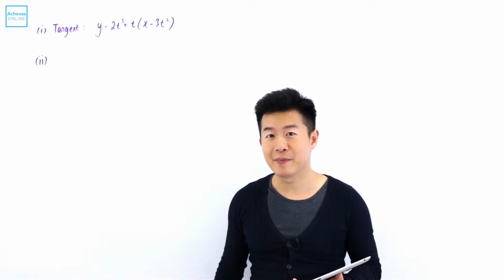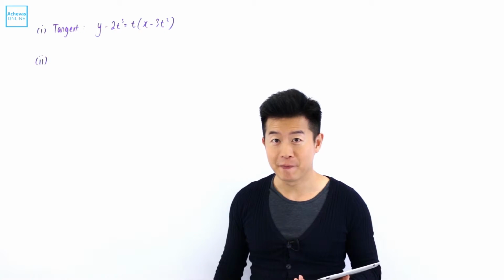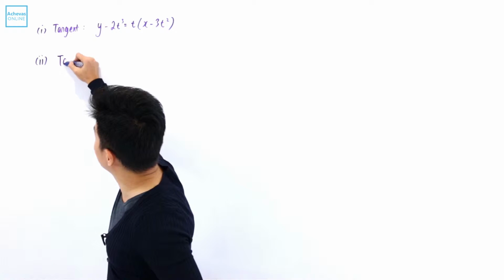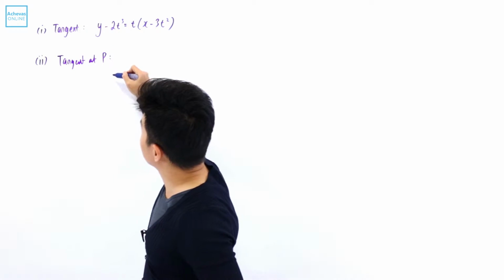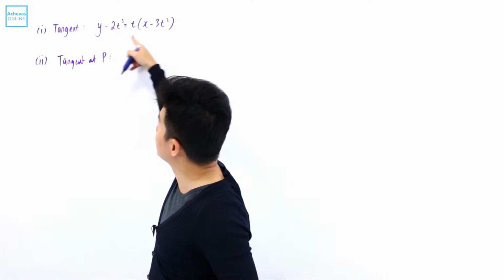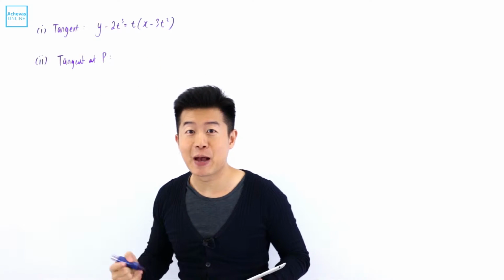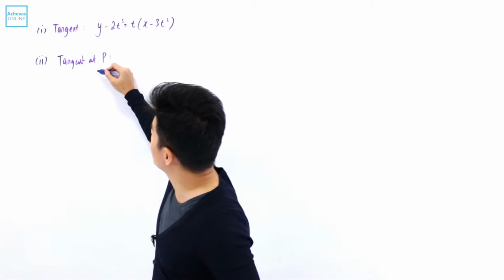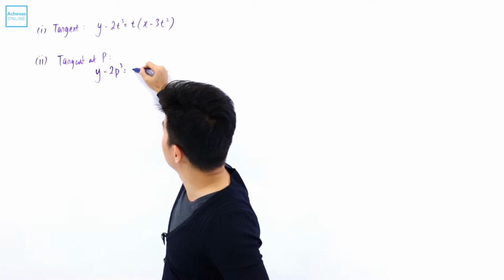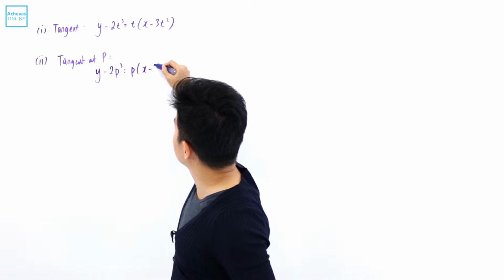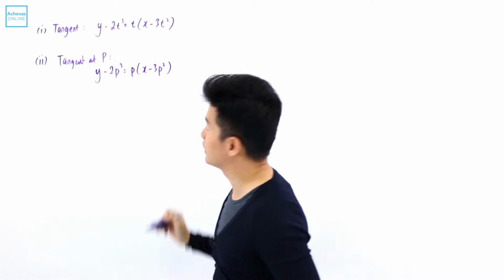At point P, the parameter is p. Okay, so the equation of the tangent at point P can be expressed in terms of this, where I replace t by p. So the equation of tangent is y minus 2p to the power of 3 is equal to px minus 3p squared.